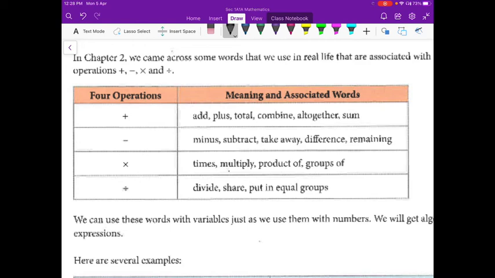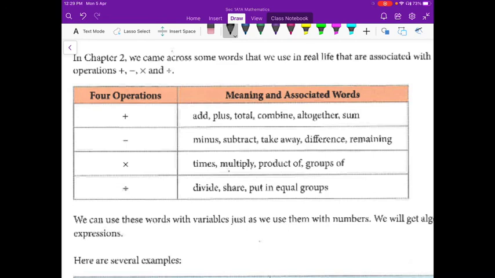Next, minus: subtract, take away, difference, remaining. All of them have got to do with minus. Simple or not? Take away 5, take away 2, left 3. Right? 10, take away 3, left 7. Okay, next. Multiply. So you have times, multiply, product of, groups of. All these imply multiplication. Then your division: to divide, to share, put into equal groups. All these are a division. We are going to be using these terms in our subsequent work.